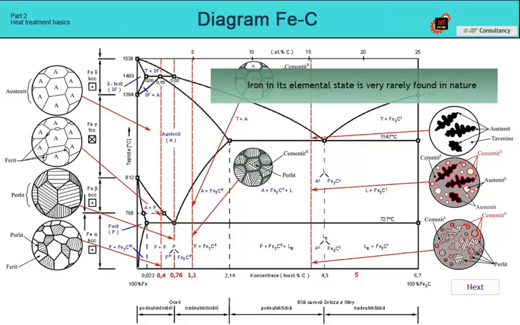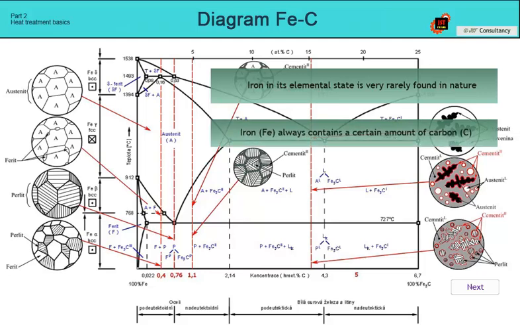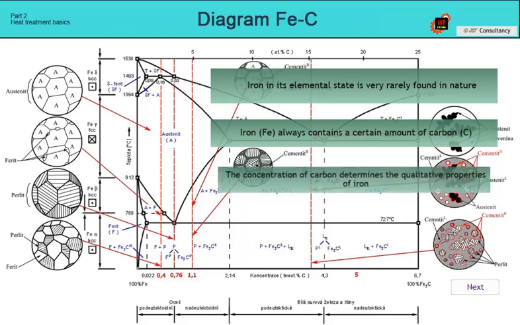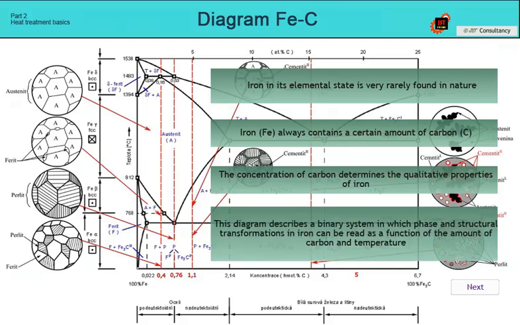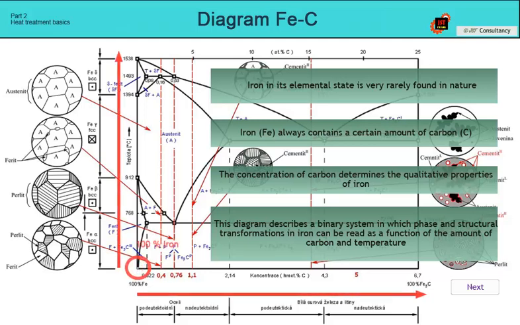Iron as an element is very rare in its natural state, and usually contains a certain amount of carbon or other alloys that are added to the steel to change its mechanical properties. However, the resulting properties of the steel are determined by the concentration of carbon. This diagram describes a binary system in which phase and structural transformations in iron can be read as a function of the amount of carbon and temperature. At the point 0%, there is 100% iron.